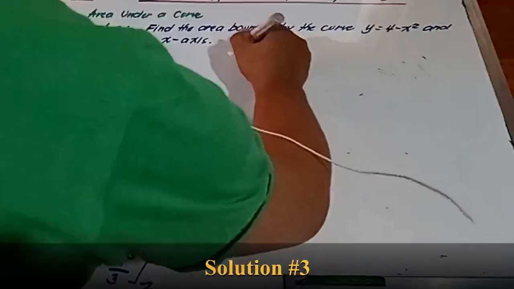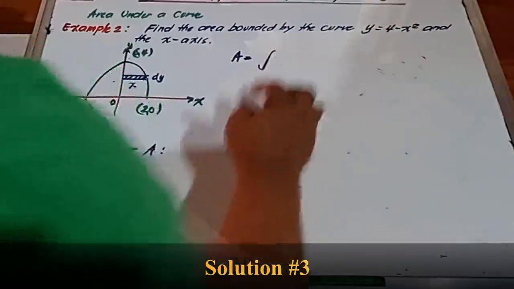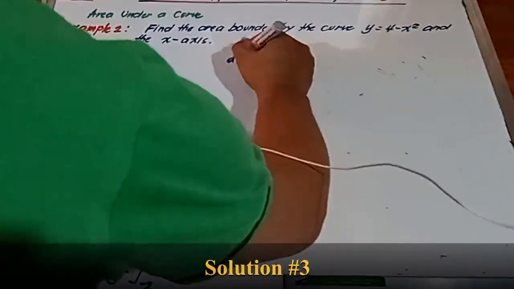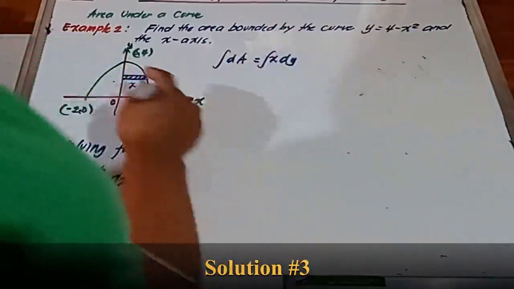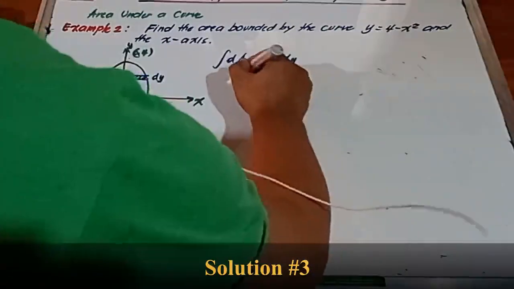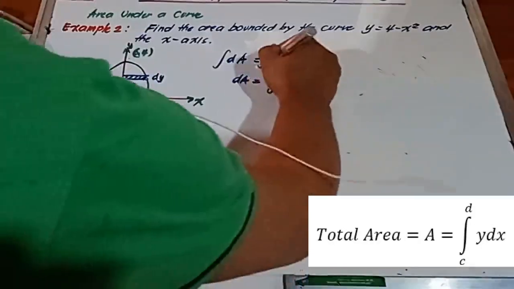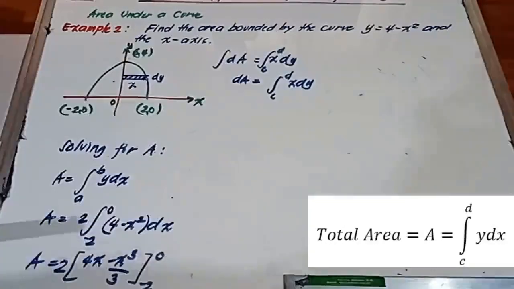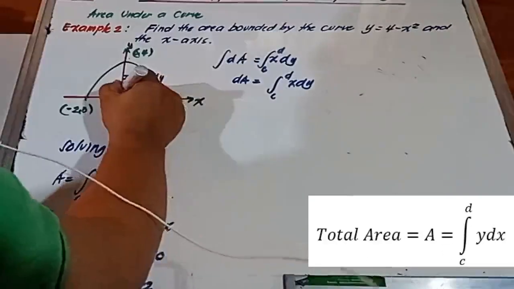Okay? So, we have area of that rectangle is integral of, area ng rectangle na yan is dA equals x dy. Okay? And the total area bounded is itong half lang, itong half na yan. Okay? That is from C to D. Ano yung C to D? Ito naman yung mga interval of Y. Okay? C to D. Dito, ang C natin is from 0 to 4.